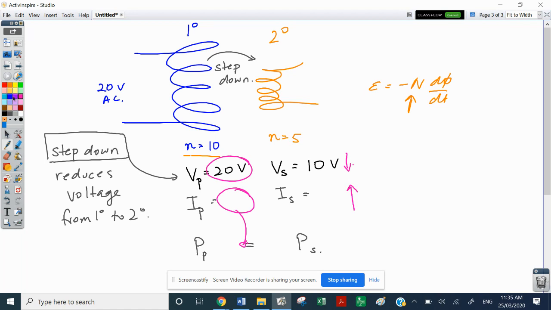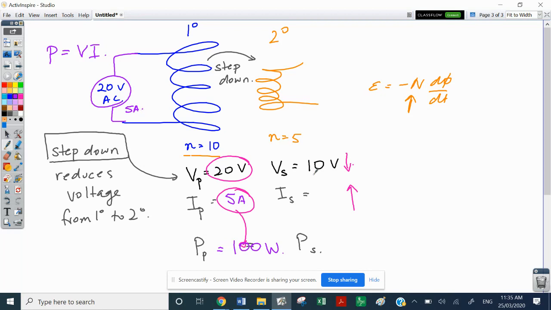So let's give ourselves some numbers. If we say the power in this coil here was 100 watts, remembering that P equals VI, so V times I would equal 100 watts. So we would be able to work out that that's 5 amps. So 20 times 5 is 100. So in this coil, we have 20 volts, and I've just told you randomly that this was a 100-watt coil, so this has got 5 amps in it. Remember, that's AC, it's moving backwards and forwards.